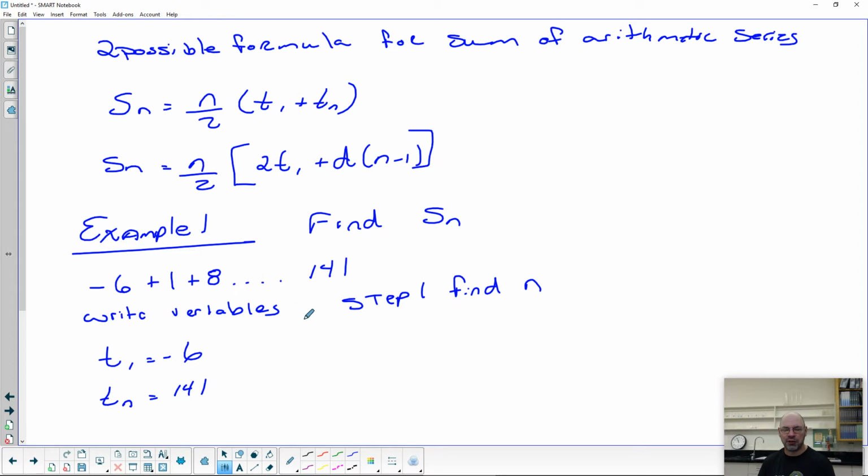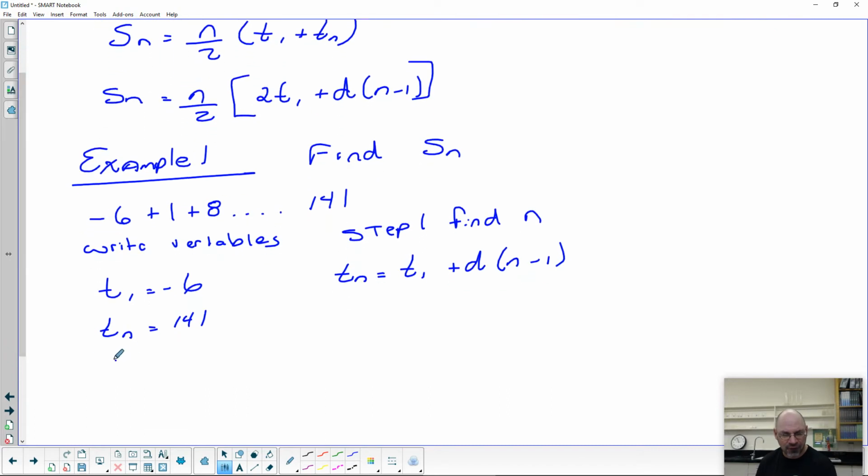Well, you could write it out, or you could use the formula. So we know that Tn is equal to T1 plus D times n minus 1. So if we plug in all the numbers that we need to know, we have to find D here, which I haven't figured out yet. So what is D? Well, D is just the difference between terms. So if we take 1, subtract -6, that is equal to 7. So we're adding 7 there, we're adding 7. Or you could do 8, subtract 1. So D is 7. So if we plug in 7 and we plug in -6 and we plug in 141, we can solve for n.